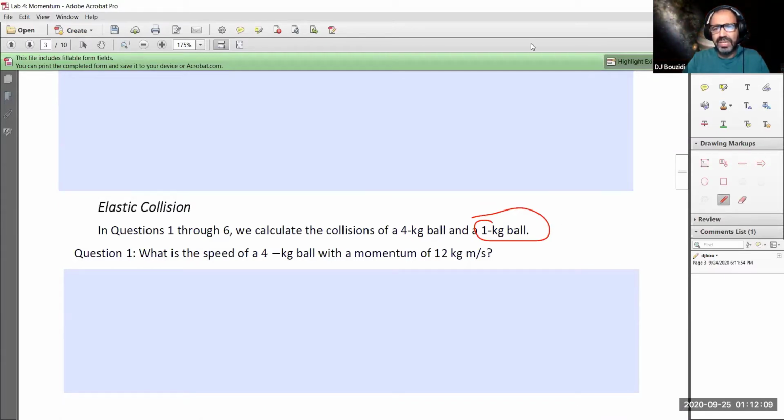Did everybody catch this? It's not a 2-kilogram, it's a 4-kilogram and 1-kilogram. That's what you get when you work very late on things, trying to fix and edit them. Thank you, V. So those are the collisions. There is no 2 kilograms whatsoever in this, at least in the first 6 questions.